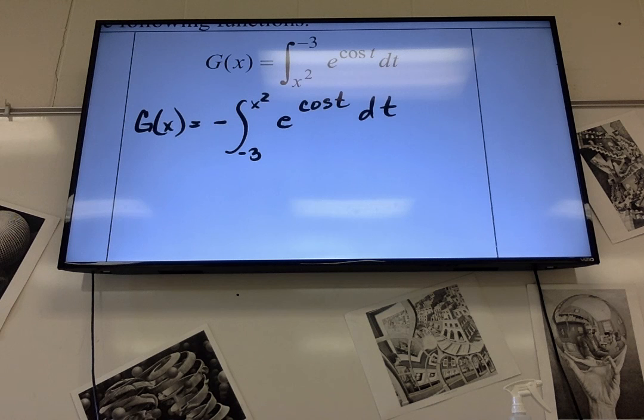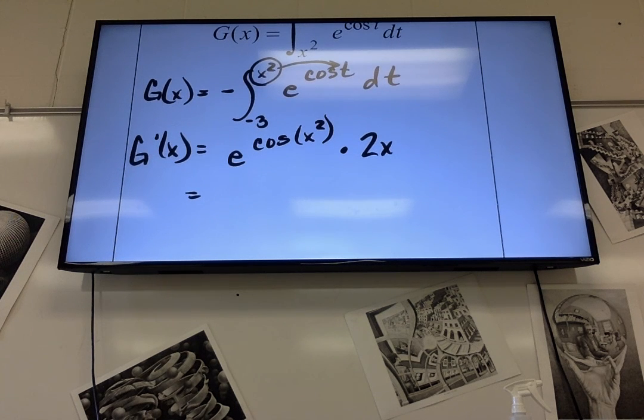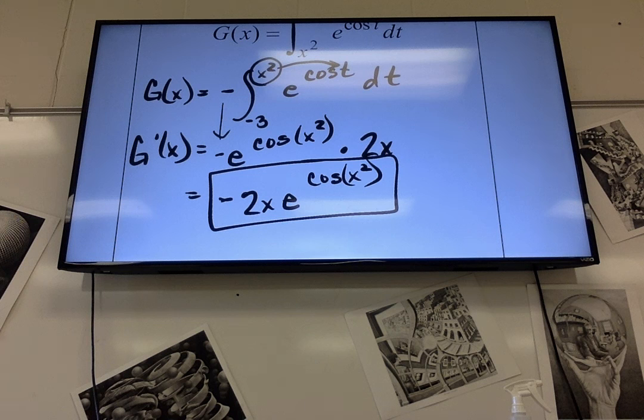Okay, so how do we find G prime? Plug in x squared into the variable. E to the cosine of x squared, times 2x, times the derivative of that. Very good. That is it. I'm just going to make it look a little pretty. Don't forget to bring down your negative. So it's negative 2x e to the cosine x squared. That's the answer? It is.